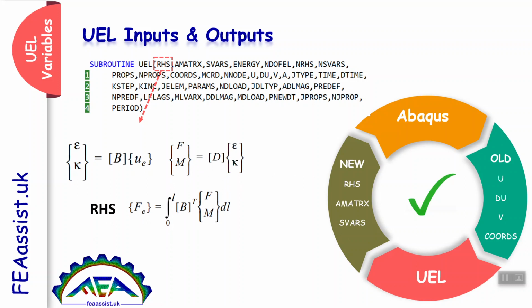So RHS is F, which, by combining these two equations, is the integration over the length, area, or volume of the element of B transpose F dl. So you understand what the RHS is that you need to update in your problem. It needs more explanation for the A matrix and all the variables.